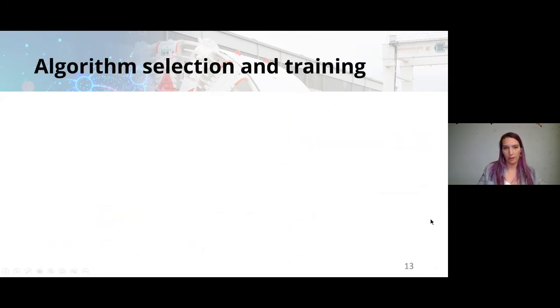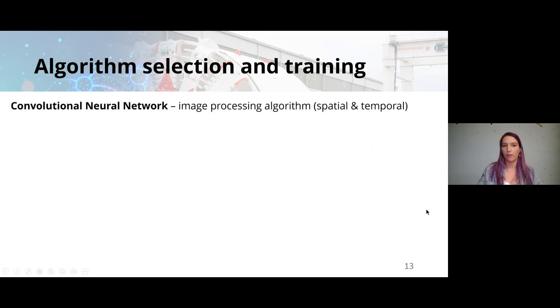So what kind of algorithm did I use? I used a type of artificial neural network called the convolutional neural network, which is a really powerful image processing algorithm. That's because it can process both spatial and temporal relationships. If you've ever seen image prediction or computer vision, those are really advanced convolutional neural networks. Something that, for example, autonomous driving relies very heavily on.